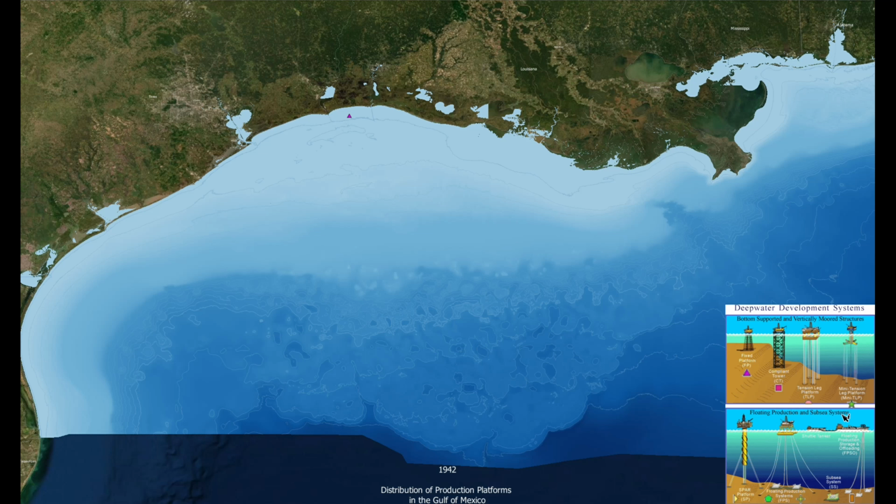Each type of platform is symbolized by a different icon as shown here. When a platform is deployed, it will appear on the map, and when it is decommissioned and removed, it will disappear from the map. Let's get started.